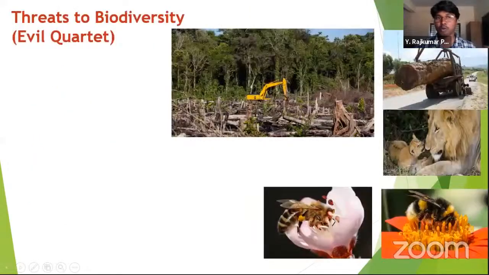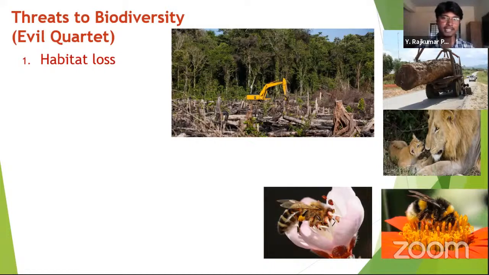Let's see why biodiversity is decreasing day by day. So what is the evil quartet? Quartet means four reasons. Evil means their devastating effects, right? The evil quartet means these are the four reasons by which our biodiversity is getting affected. The first and most important reason is habitat loss.